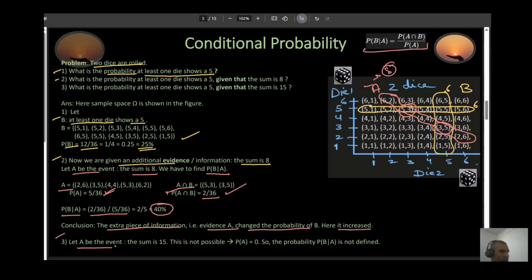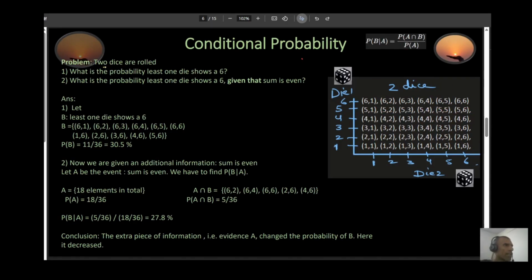So let A be the event that the sum is 15. Well, this is not possible. There's no way you can get 15. You can check all the possibilities. The maximum you can get is 12 from here. So in this case, the probability of A is equal to 0. So the probability of B given A is not defined. Remember, it is only defined when the probability of A is greater than 0.